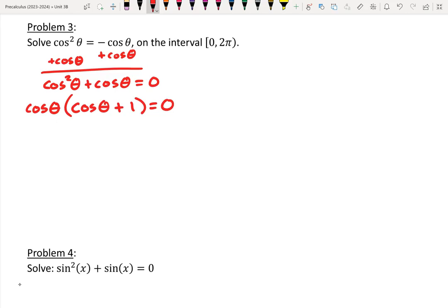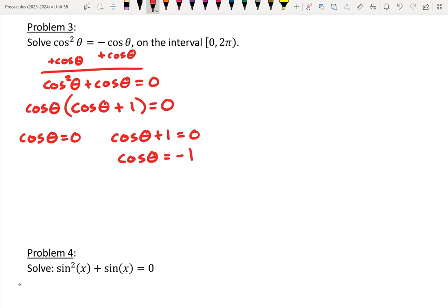And it makes sense: if we were to multiply this back in, we should get this up here. Hopefully we can see that. But this factoring is just the same as what we'd do if it was just x. So now that I have my 2 factors, I just set both equal to 0. Cosine of theta equals 0. And cosine of theta plus 1 equals 0, which gives me cosine of theta equals negative 1.